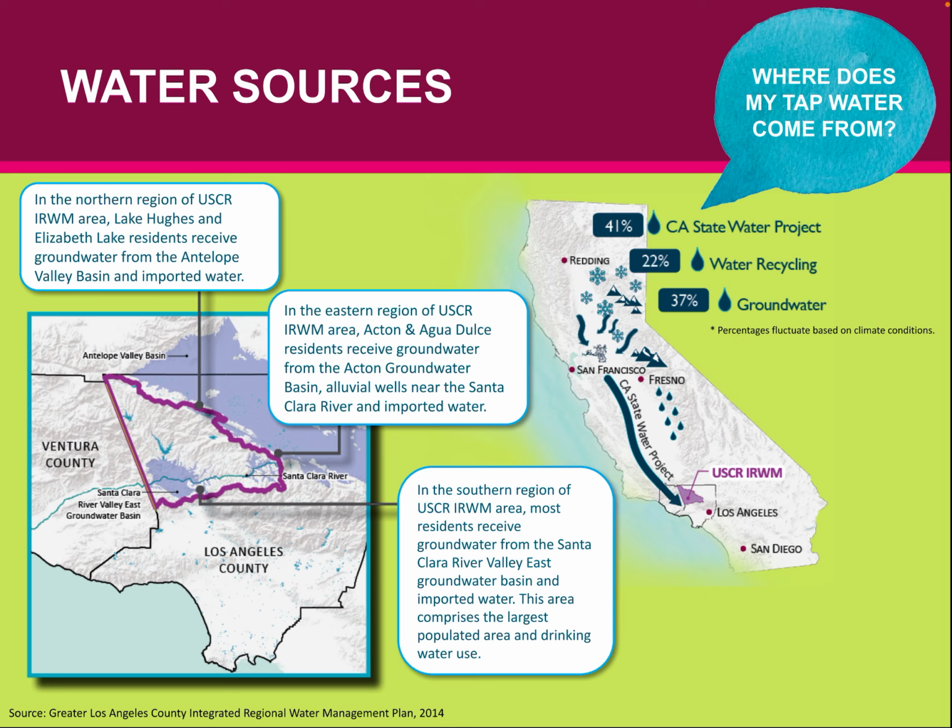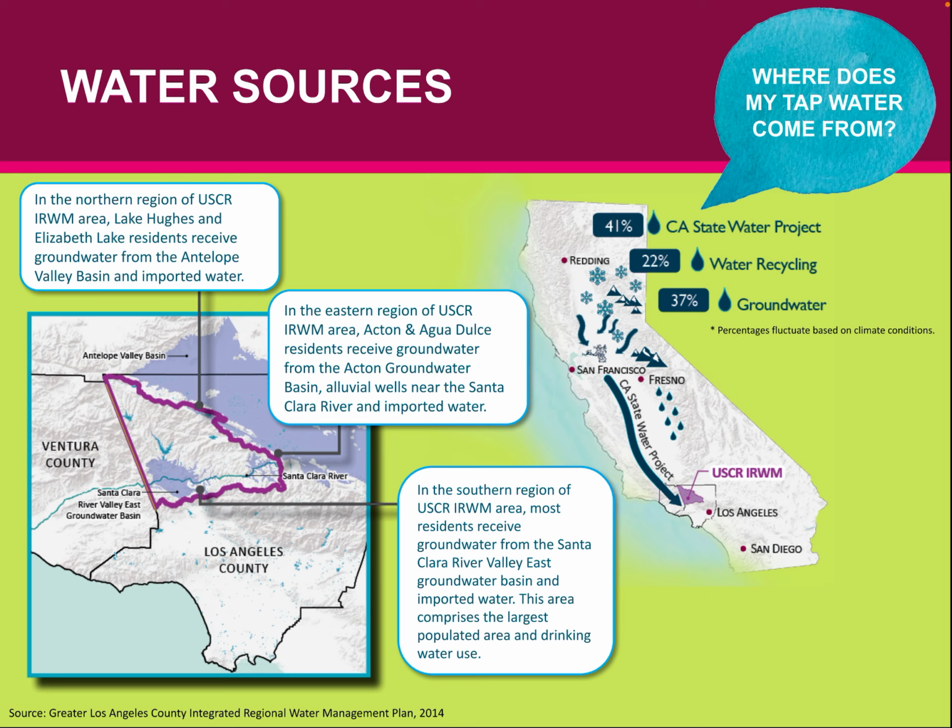In the southern region of the USCR-IRWM area, most residents receive groundwater from the Santa Clara River Valley East Groundwater Basin and imported water. This comprises the largest populated area and drinking water use, and this is where the Bouquet Canyon region is. So when we talk about imported water, our concern is, where does this come from? From the infographic to the right, you can see that 41% of our water comes from the California State Water Project, 22% is from water recycling, and then 37% is groundwater.